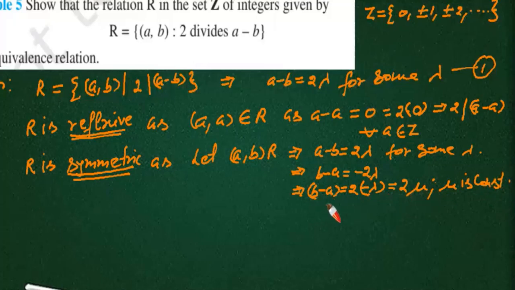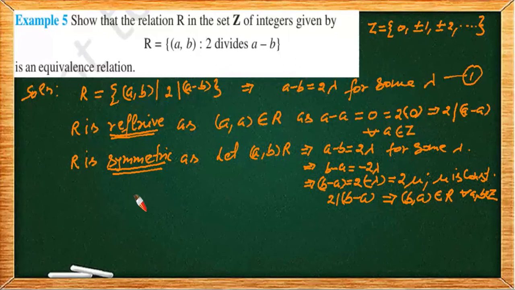It means 2 divides B minus A, which implies the ordered pair (B, A) is in R. That is, B is related to A. So if A is related to B, B is related to A. And that is true for all general elements A and B in Z. Clear? So this relation R is symmetric.